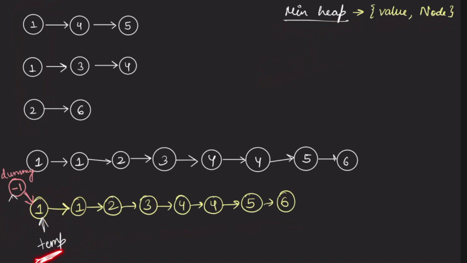And at every point we were moving our temp pointer also, right? And this entire process was repeated until our min heap becomes empty. And at the end we were simply returning dummy's next, right? So let's code it out now. While looking at the code, you will be able to understand better what we are trying to achieve.